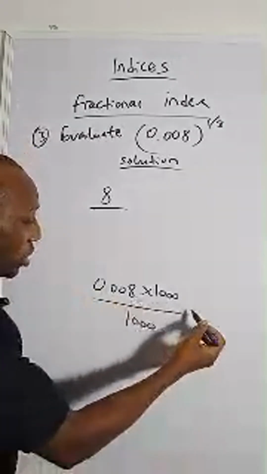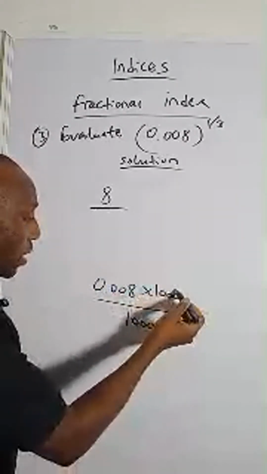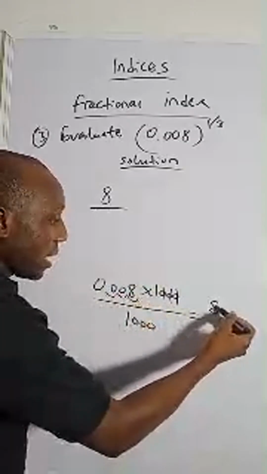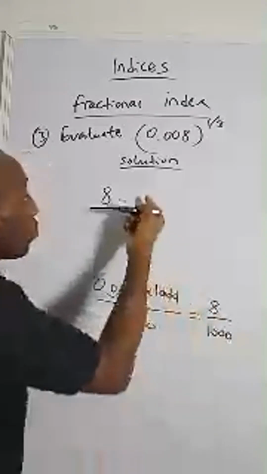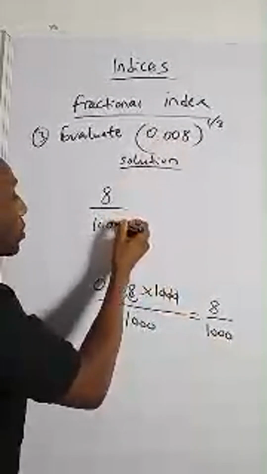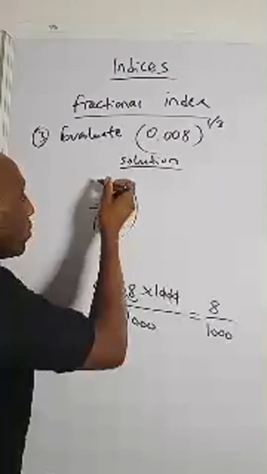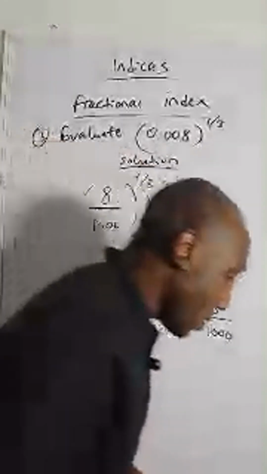So if you now multiply 0.008 by 1000, see 1, 2, 3, you have 1, 2, 3. It's just 8, right? Then over this 1000. This is why if you have 0.008, you write it as 8 over 1000, from what I just explained here, okay? And all raised to the power of 1 over 3.